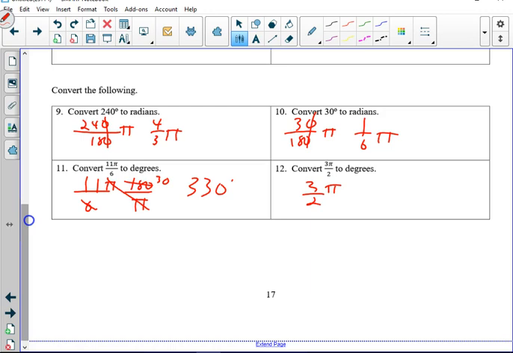3 halves pi, pi on the bottom, 180 on top, cancel. 2 goes into 180 90 times, and 3 times 90 is 270.